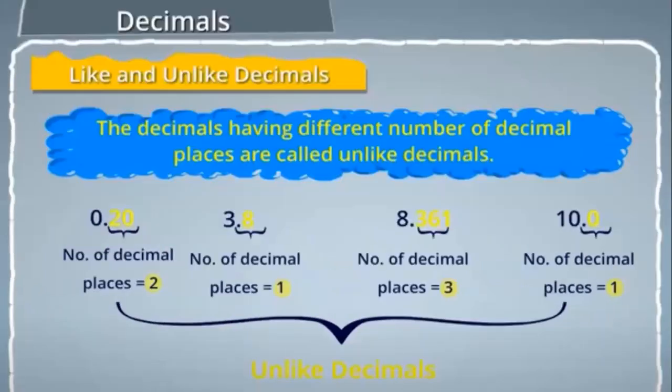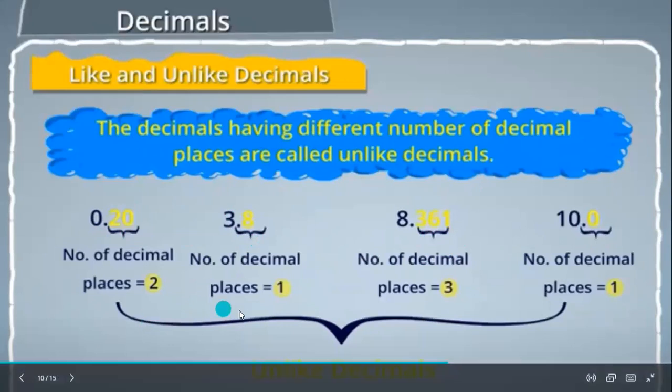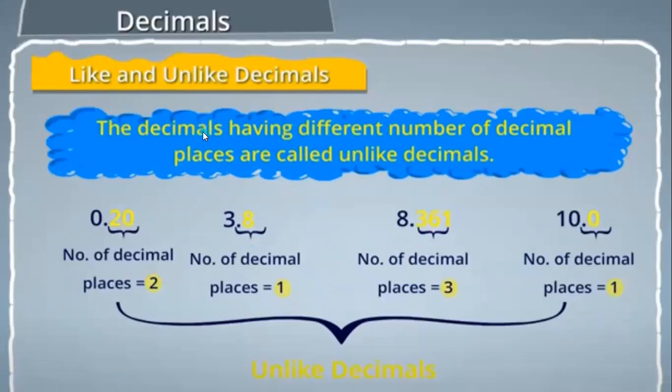And for unlike decimals, decimals having different numbers of decimal places are called unlike decimals. So see here 0.20 and 3.8, and here 8.361 and 10.0. All these numbers have different numbers of decimal places: 2, 1, 3, 1. Such kinds of decimals are called unlike decimals.